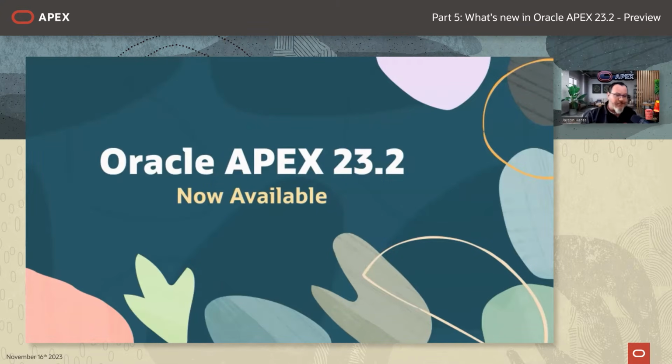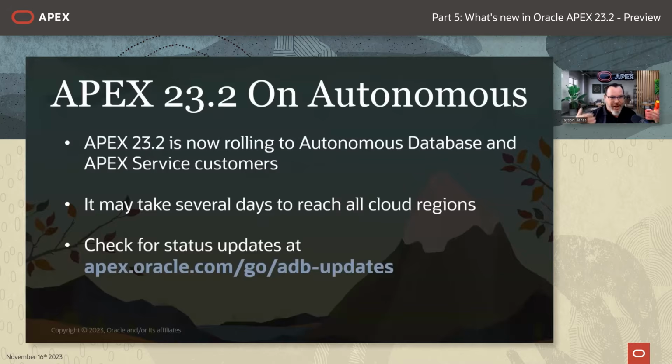It was a preview, but as of this week, great news, Oracle Apex 23.2 is now available. Everyone hopefully knows this already, thanks to social media and all the different ways we've been trying to make everyone aware. It's available today for you to use on apex.oracle.com. But more importantly, for everyone interested in Autonomous, Apex 23.2 is rolling out to Autonomous Database and Apex Service customers around the world. It may take several days to reach all cloud regions, so check for status updates at apex.oracle.com/go/ADB updates.